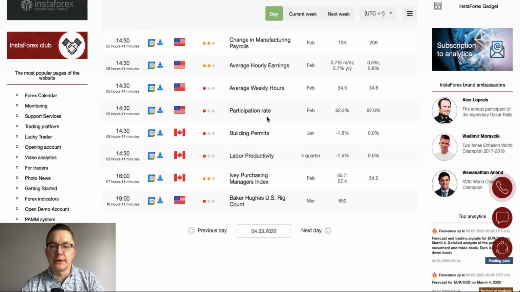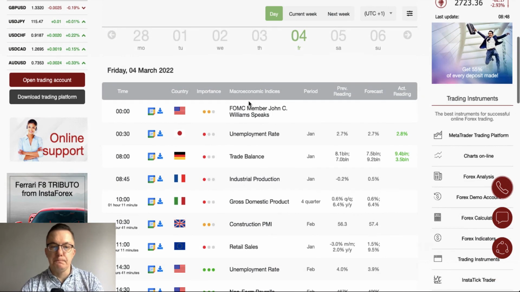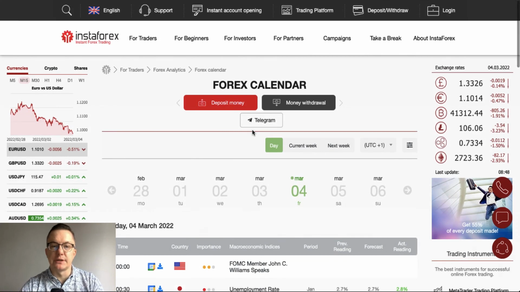We got some other data as well from Canada, building permits and labor productivity, both of them scheduled for release at 2:30, and at 4 o'clock PM we got the Ivey Purchasing Managers Index from Canada as well, expected to increase from 50.7 to 54.2. Because of the non-farm payrolls data release, I think we should take a look at every market related to the non-farm payrolls.